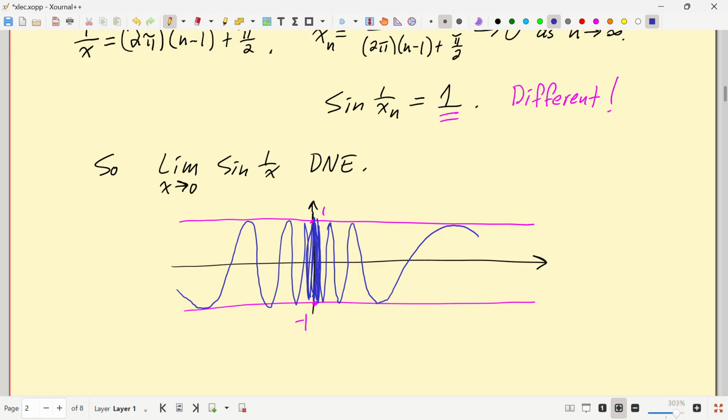And I just found you a subsequence that tends to 0, and a subsequence that tends to 1. And in fact, I could find you a subsequence that tends to any point in this interval from -1 to +1 on the y-axis. Okay. Questions about that?